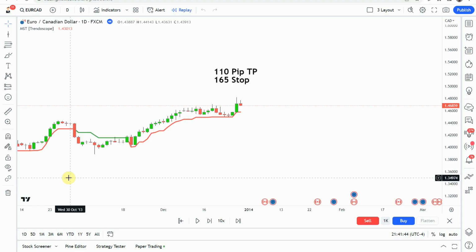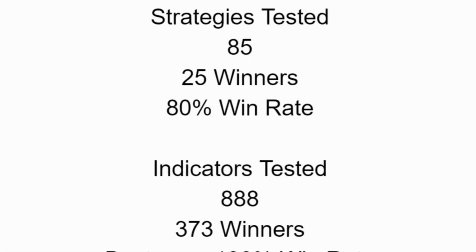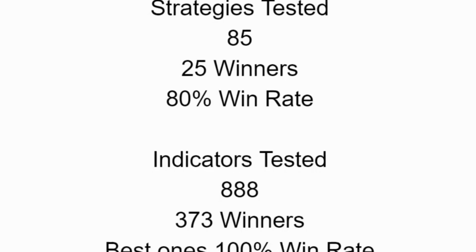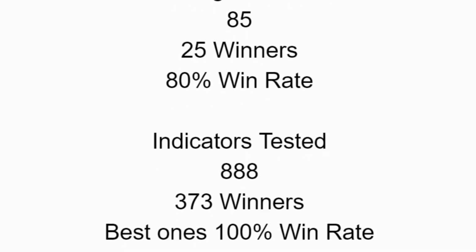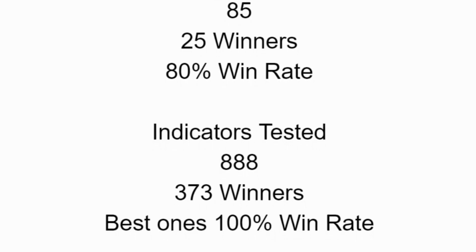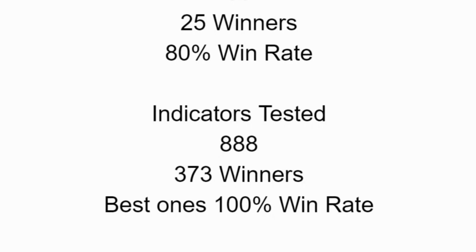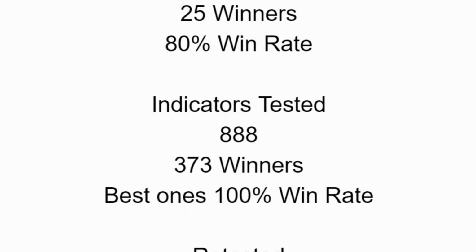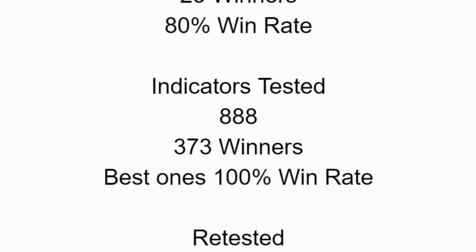Alright, as I said, today we are testing the Master Supertrend indicator. Before we do though, I wanted to put the testing scoreboard up for everyone to see. So to date, we have tested a total of 85 different strategies, with 25 of them being winners. The best one so far was able to achieve an 80% win rate. We've also tested a total of 888 indicators, with 373 of them being winners. The best ones so far were able to achieve a 100% win rate.